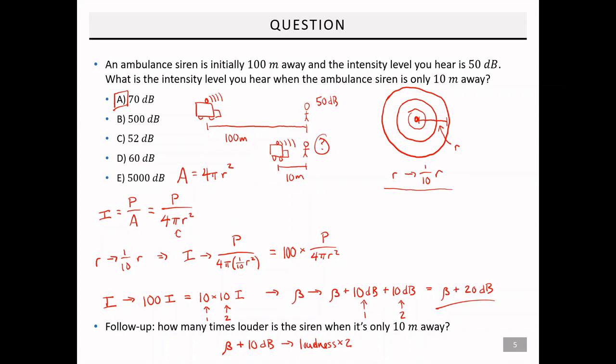Here, beta is increasing by 10 decibels twice, so then you're going to increase the loudness of the sound by two times. Okay, hopefully that's clear, but the short of it is that beta plus 20 decibels is the same thing as beta plus 10 decibels plus 10 decibels, which is going to end up with a loudness times 4. So the ambulance will sound 4 times louder when it has moved to 10 meters away from you.